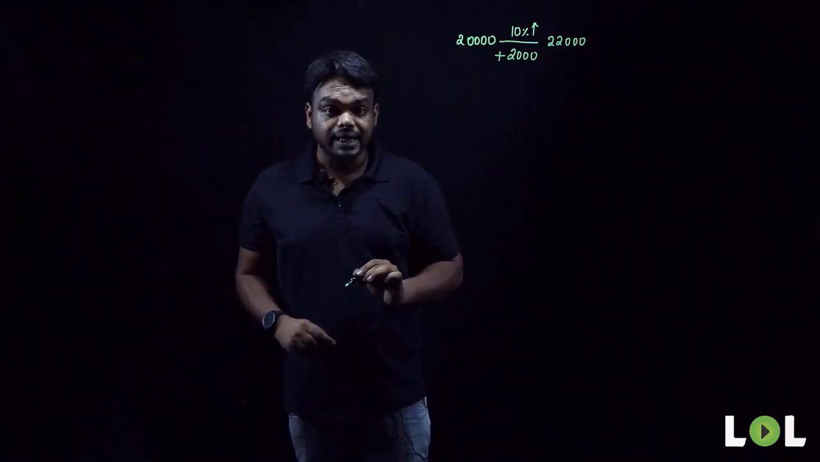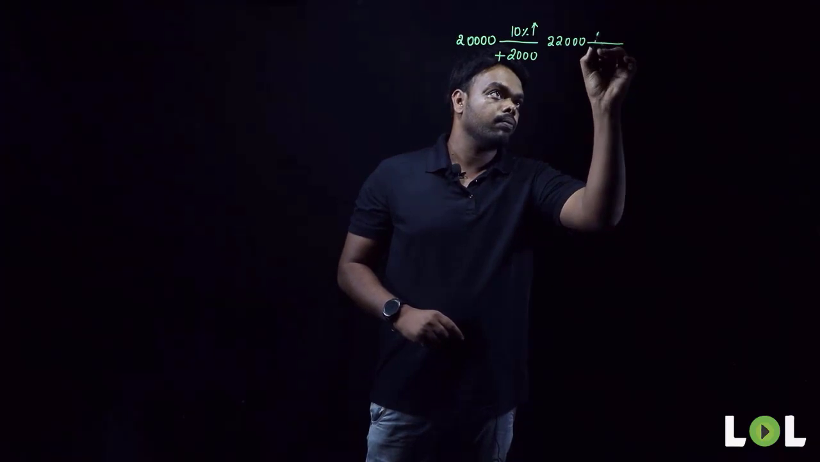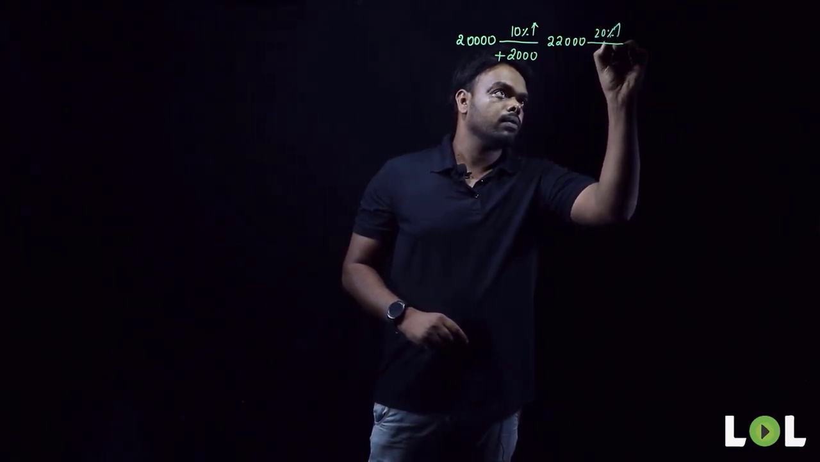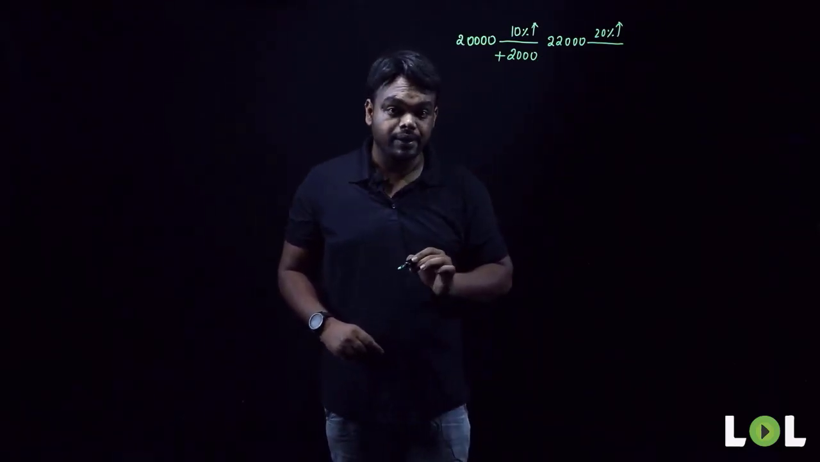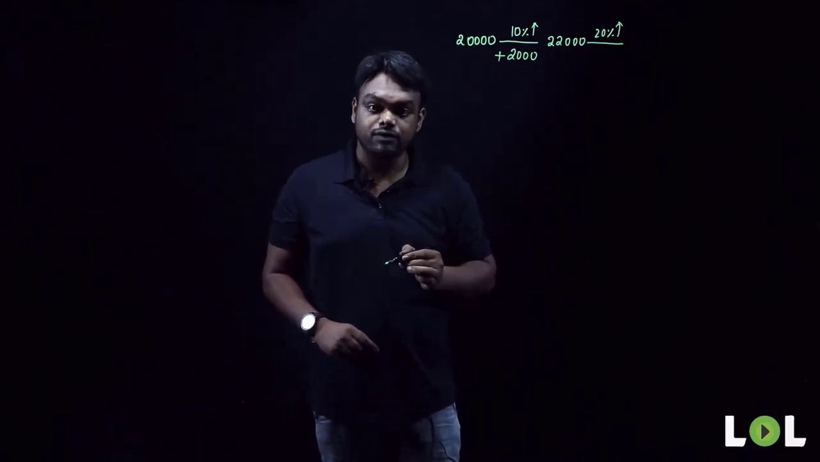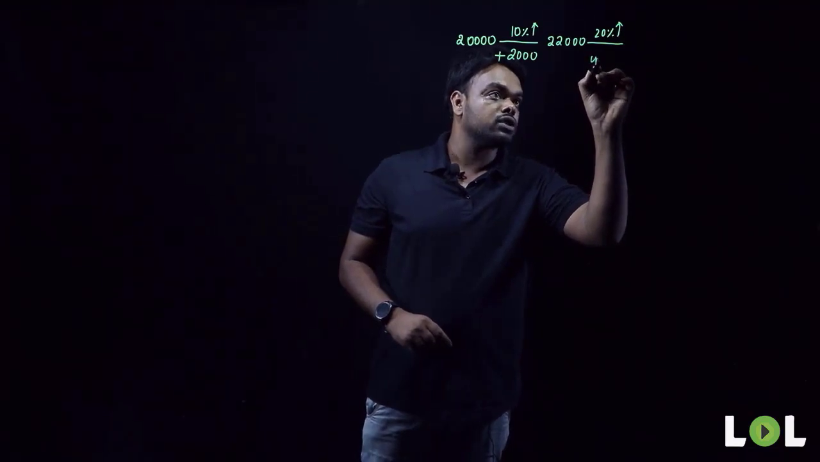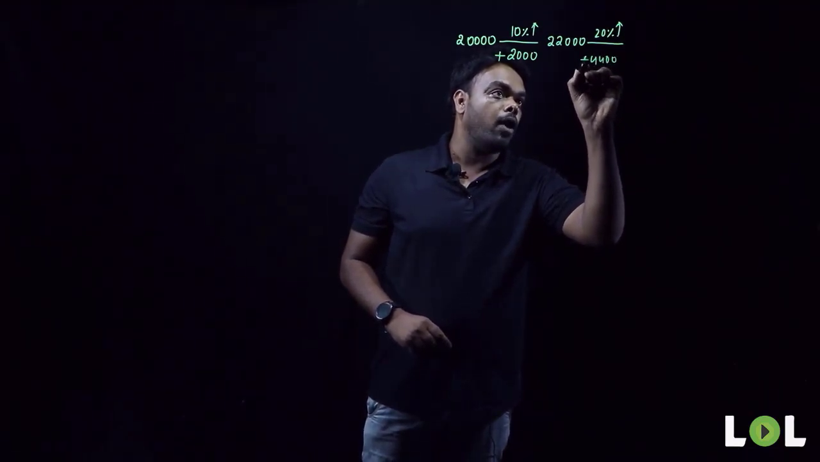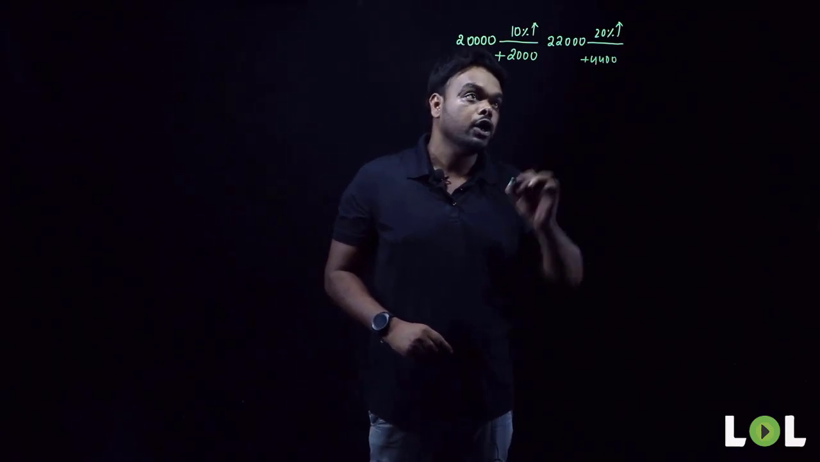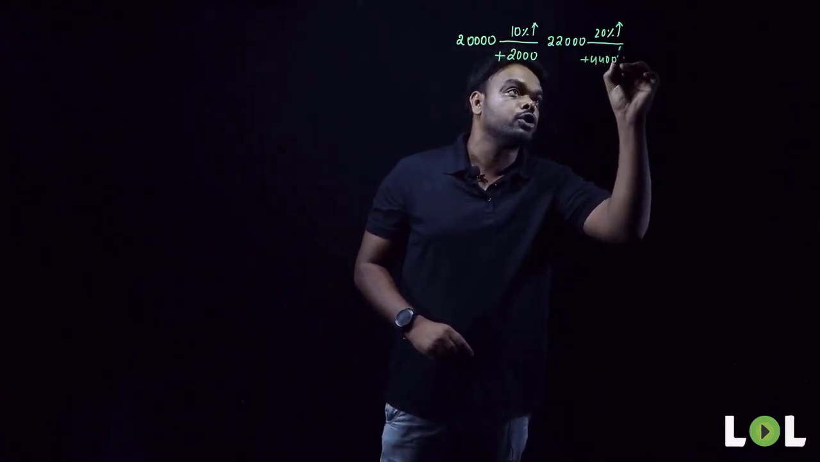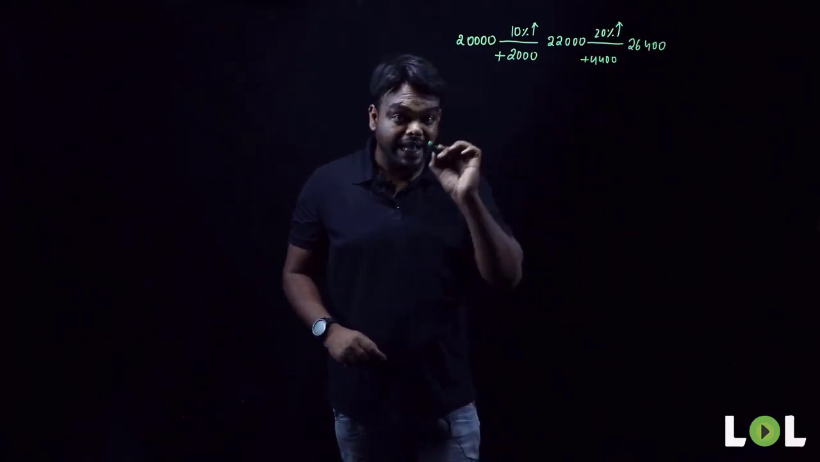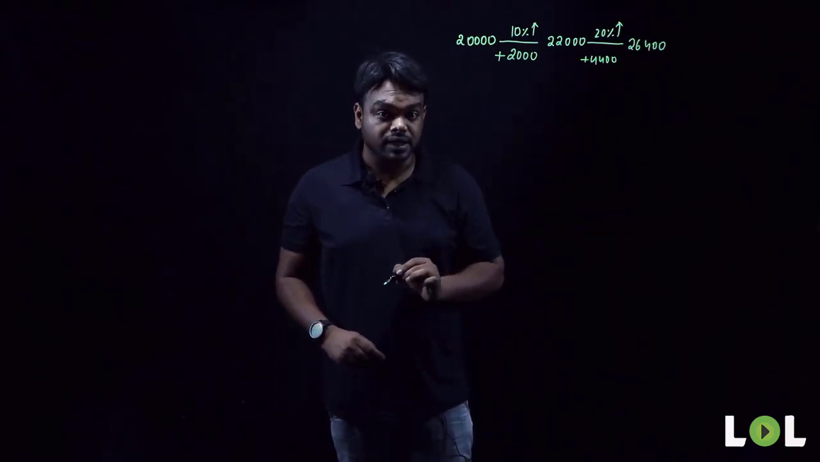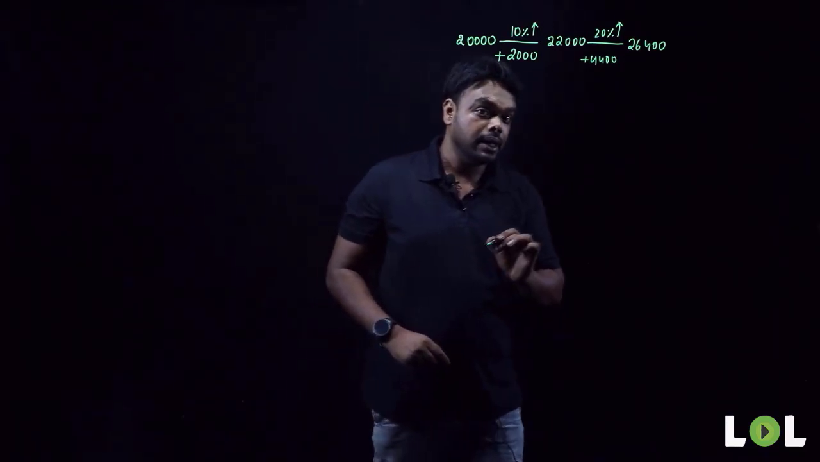Now again, in the second year, this population is increased by 20%. Now, 10% of 22,000 is 2,200. 20% will be double that value, which will be 4,400. Now, the population increased by 4,400. 22,000 plus 4,400 should give us 26,400. Now, again, this population is reduced by 30% in the third year.